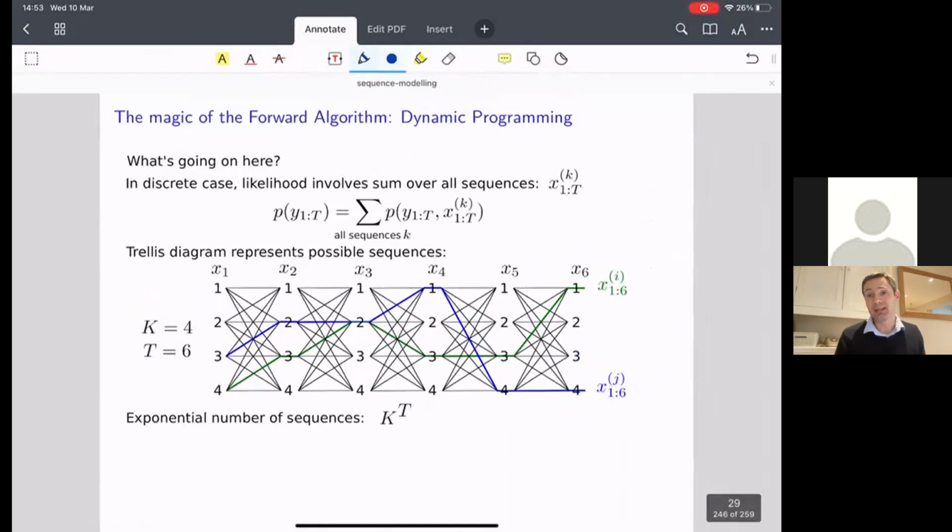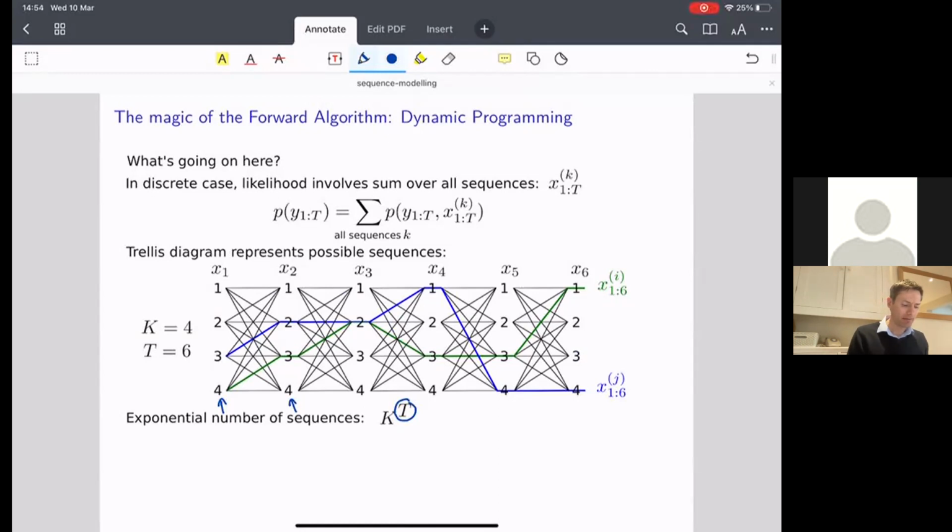Well, the answer is it's K to the T. And this is fairly obvious. The first time step, it can be one of K states. In the second time step, it could have taken K times K different states, the 4 at the first time step and the 4 different ones at the second time step, and all possible combinations of those, and so on and so forth. So this feels problematic. It's exponential in big T. As the time series gets longer, the number of possible sequences is growing in an exponential fashion.